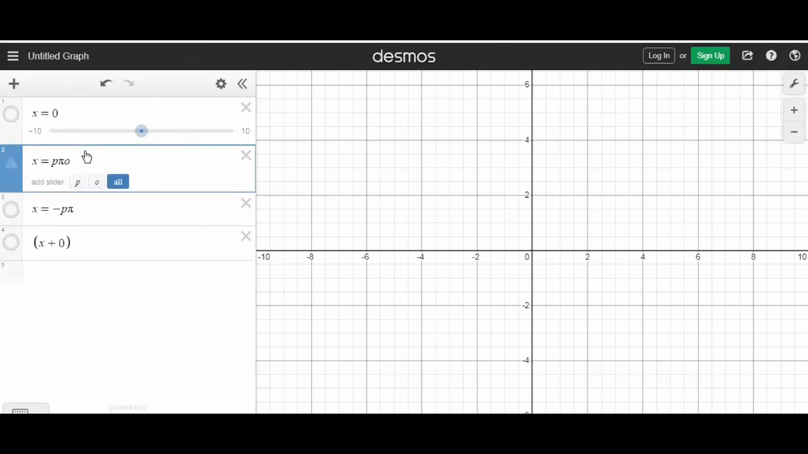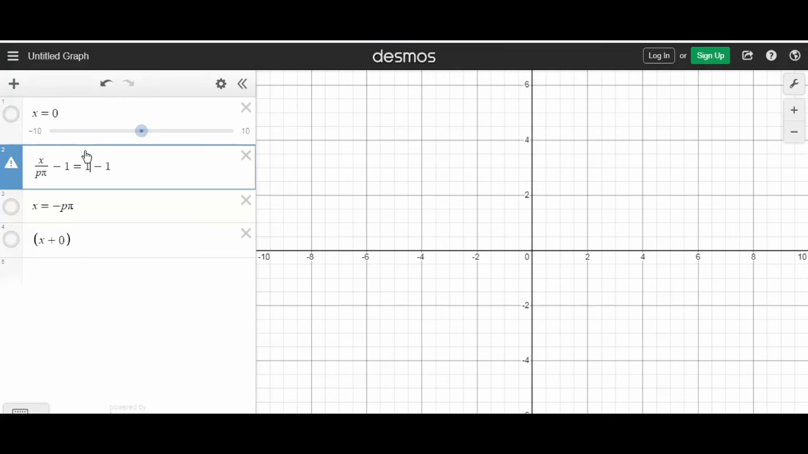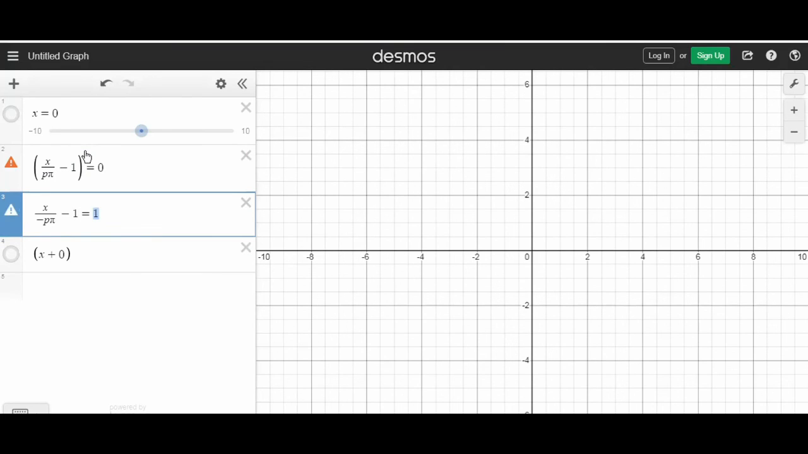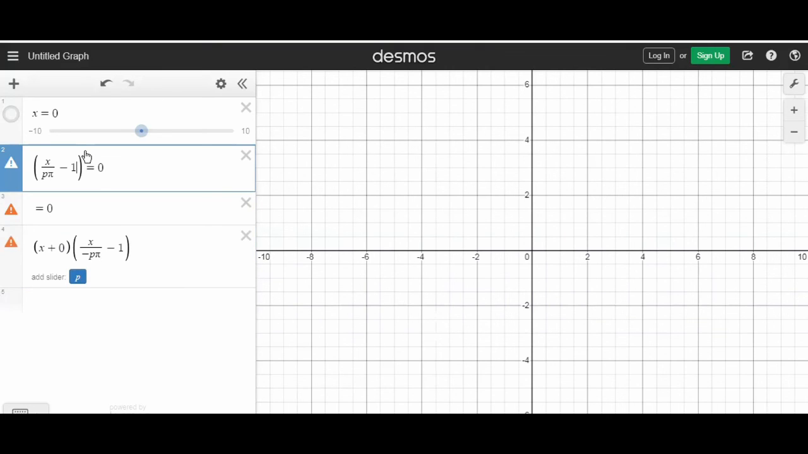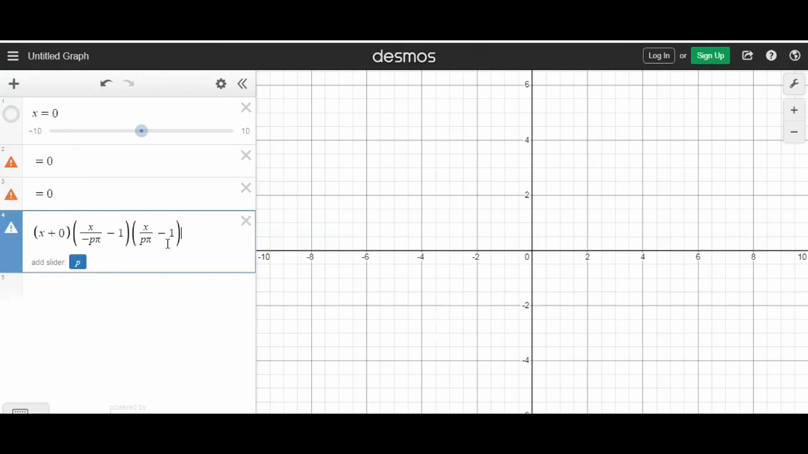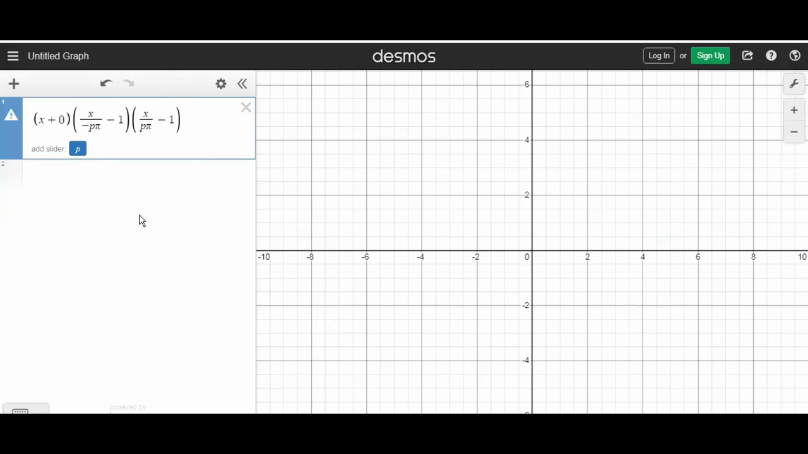First, we'll go ahead and divide out. So we get 1 on this side, and p times pi on the other. Then we subtract 1 from both sides. We get our equation of x divided by p times pi minus 1 is equal to 0. We do the same thing, and we get our next set of zeros of x divided by negative p pi minus 1. So we move those zeros down here. We don't need any of this. And everything multiplied by a 0 is going to be 0, so we don't even need that.